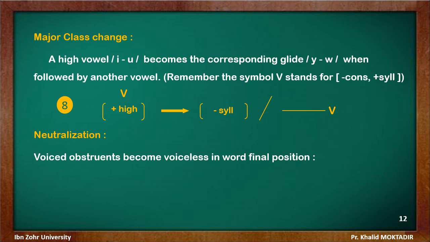Now, neutralization. This is a process that, if you remember, we picked up from German: the voiced obstruents become voiceless in word final position. Now, here is the rule. Obstruents are plus consonantal minus syllabic, that's represented by the symbol C, and then minus sonorant, that's obstruents, including stops, fricatives, and affricates. And all these obstruents are voiced. So a voiced obstruent becomes voiceless in word final position.